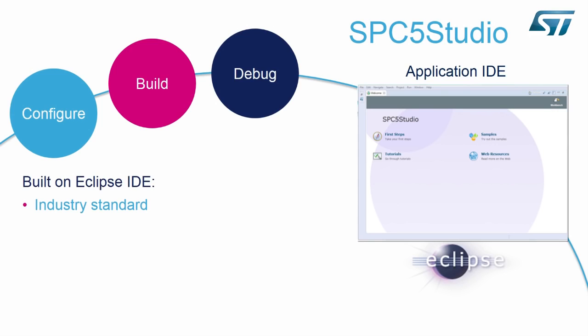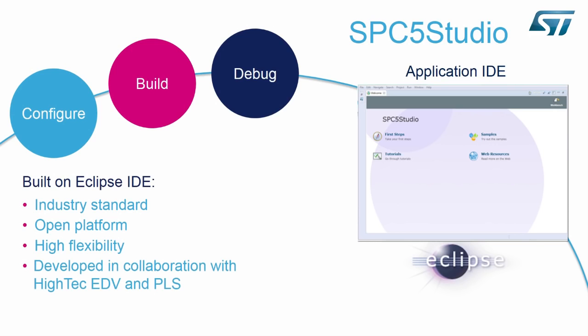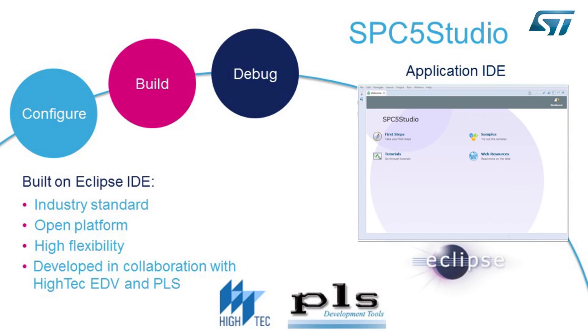SPC5Studio is built on Eclipse IDE, which is an industry-standard open platform. Since Eclipse is open source, anyone can play with it by adding features, new software modules, including software for our specific applications. Because of this flexible customizability, ST and our partners were able to create an application development environment tailor-made for our SPC5 MCU family and the automotive applications they are designed for.